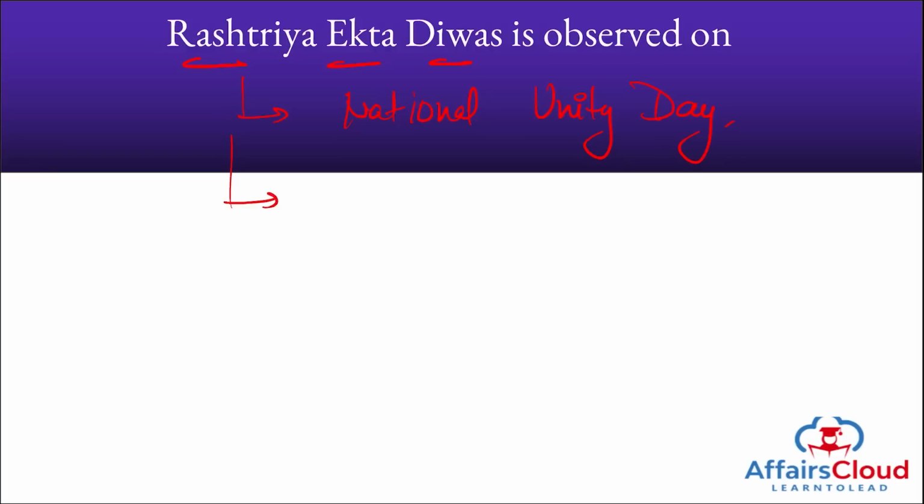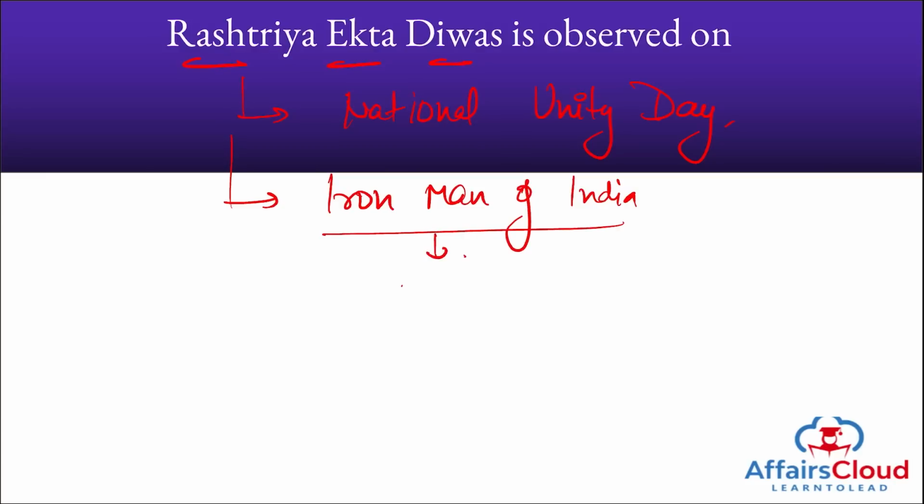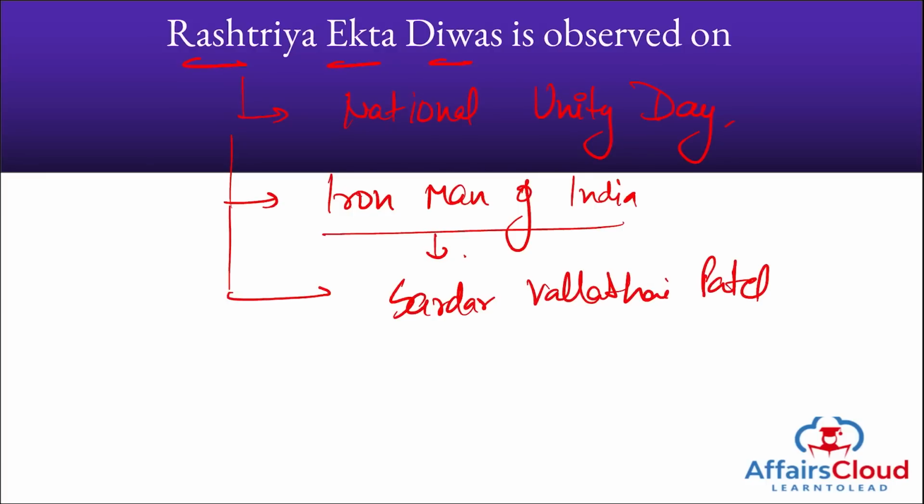This day is observed on the birth anniversary of the Iron Man of India. Who is known as the Iron Man of India? He is Sardar Vallabhbhai Patel. On his birth anniversary, we observe National Unity Day or Rashtriya Ekta Divas. This day is observed on which date? It is on 31st of October that we observe National Unity Day or Rashtriya Ekta Divas.